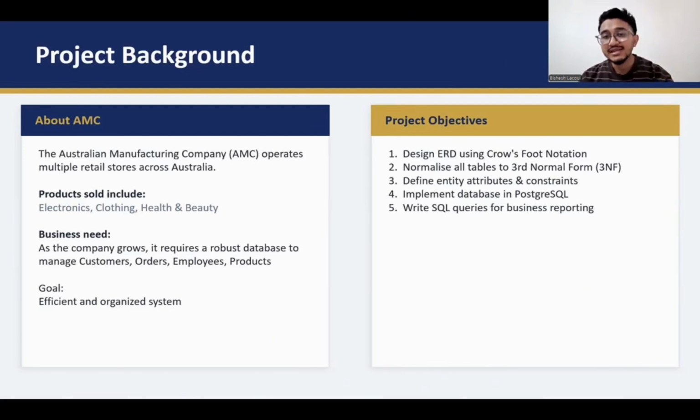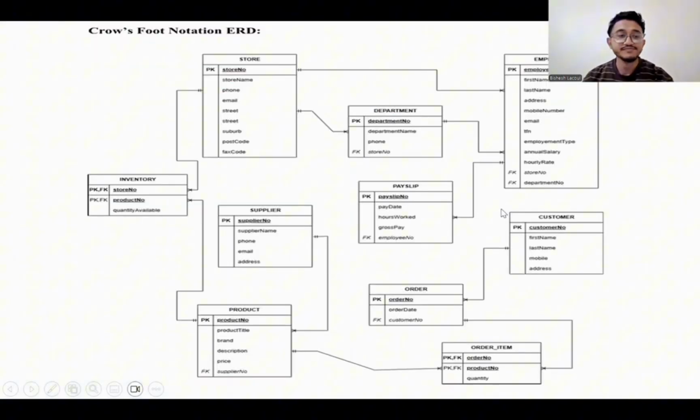So on the right side, I have the project objectives. The objectives are to design an ERD using crow's foot notation, normalize all tables to third normal form, that is 3NF, define entity attributes and constraints, implement the database in PostgreSQL, and write SQL queries for business reporting. Moving to the next slide.